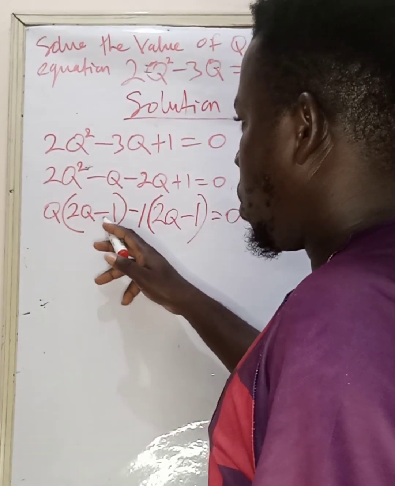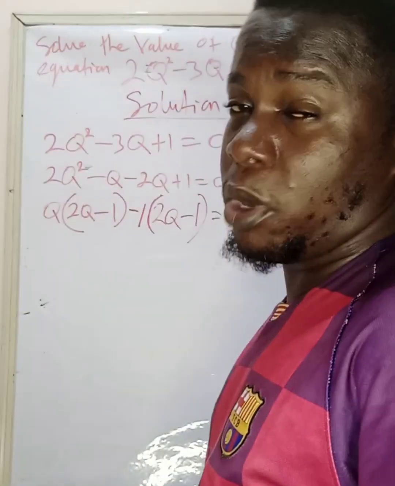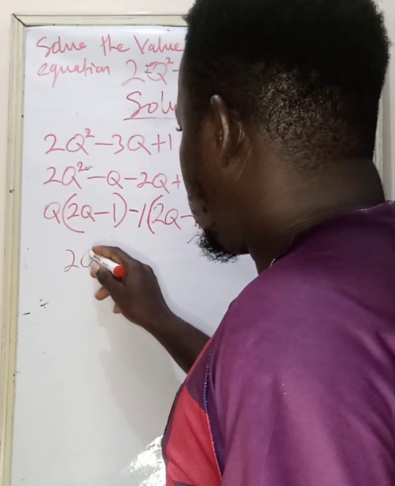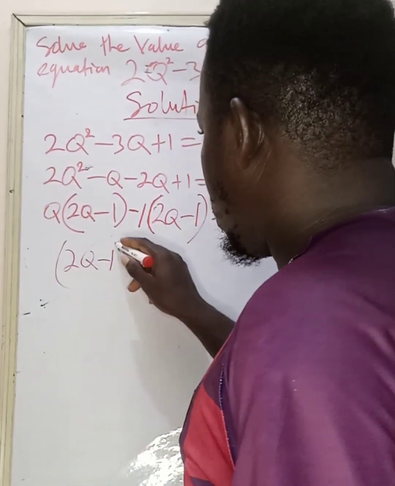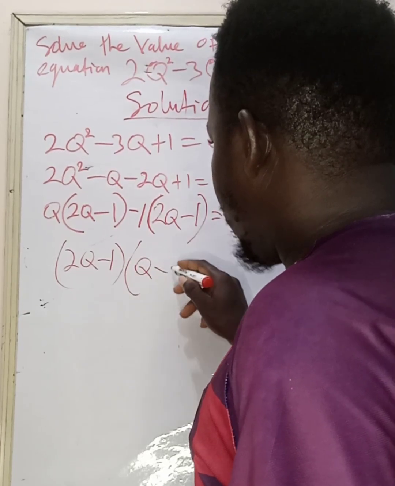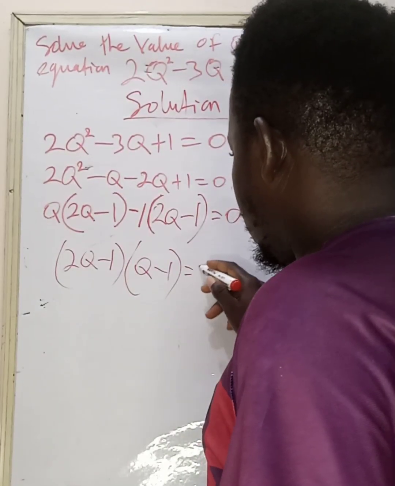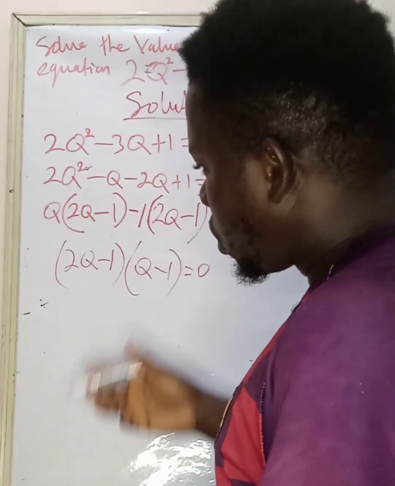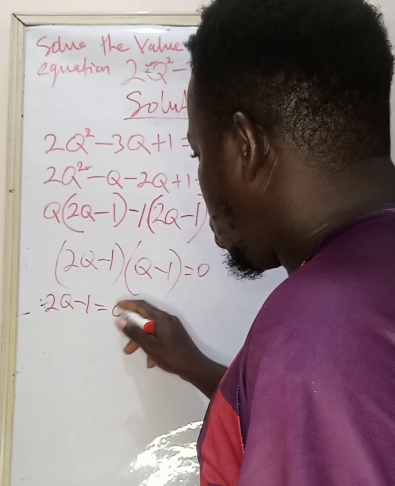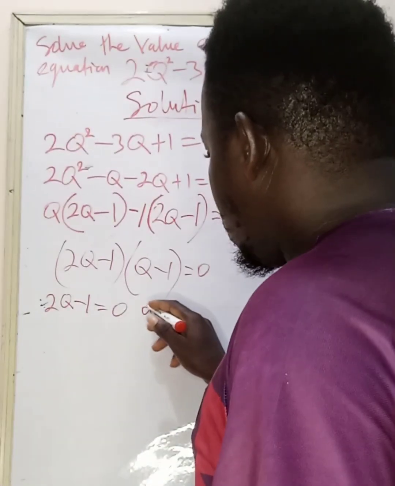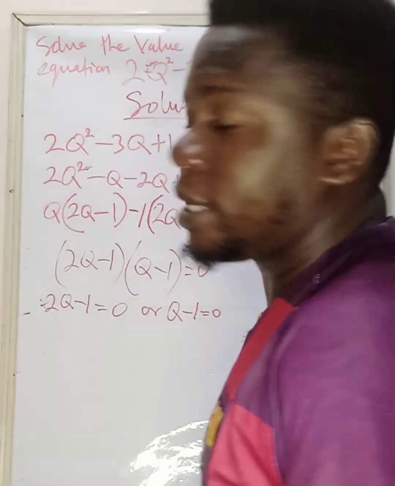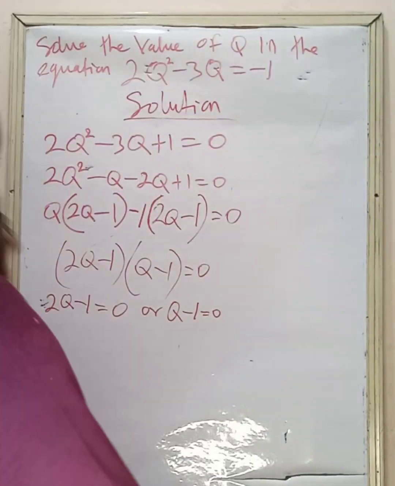If you watch it, we'll have 2q minus 1, 2q minus 1, so we just have to pick one of it. Don't need to make use of the two. We just say 2q minus 1 in brackets. Then we'll bring down this in brackets, q minus 1 close bracket equal to 0. So we can decide to say 2q minus 1 is equal to 0, you don't need to put the bracket, or q minus 1 is equal to 0. We are not done yet. Let's solve separately.